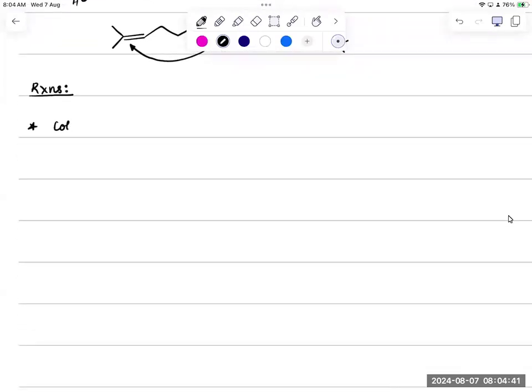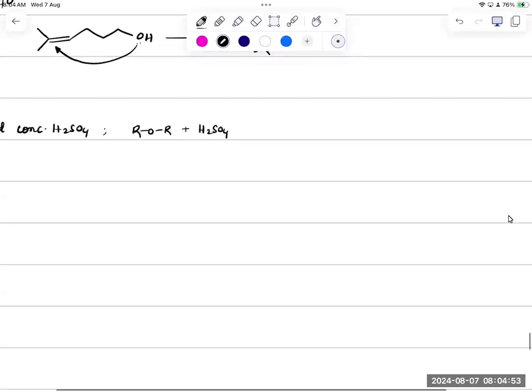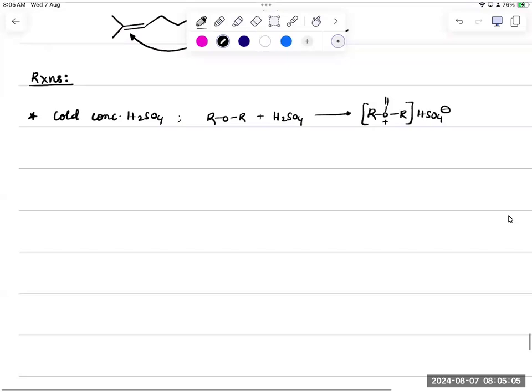First one is cold concentrated H2SO4. That is, if you have ROR plus H2SO4, which is concentrated but cold, in that case only protonation will take place. No bond breaking is observed. Simply, it will form a salt. That's it. This is the salt form.